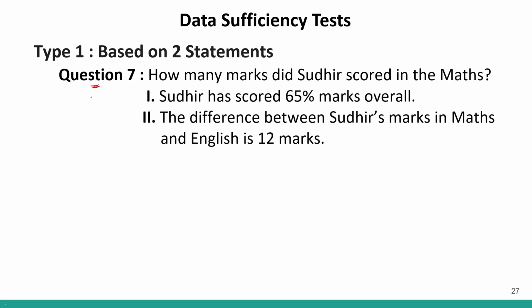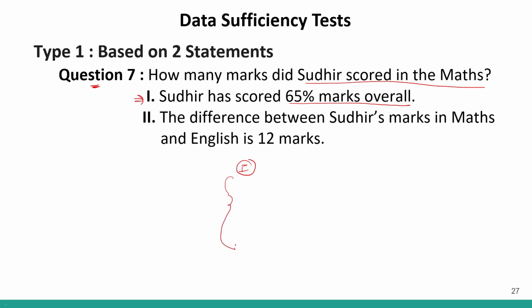Now, moving on to question number 7. In question number 7, we have to find how many marks did Sudhir score in the maths exam. So Sudhir is a person who would have probably given a maths exam and we have to find his score. Now, according to statement 1, it says that Sudhir has scored 65% overall.